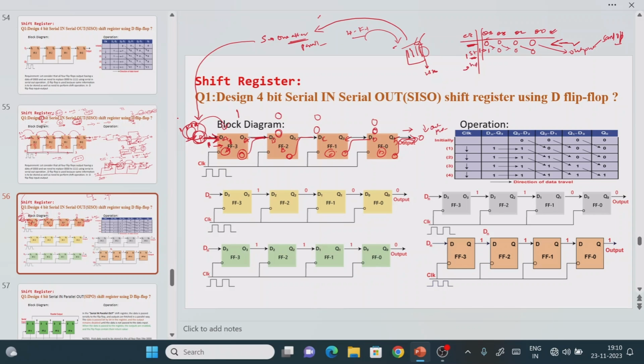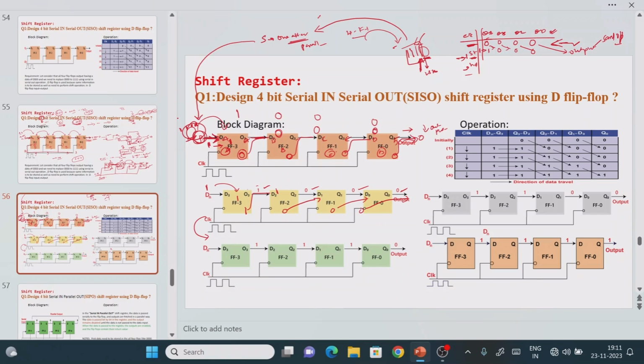Now after applying the second clock pulse, what will happen? See that after applying the first clock pulse, the value turned out to be 1, 0, 0, 0. After applying the second clock pulse, the first one is already completed. Now we are going to give another 1, this data we are giving here. This one will go to here. What about this one? Already here the value is 1, 0, 0, 0. This one will go to here. Then this 0 will go to here, this 0 will go to here. This one will be the final output.